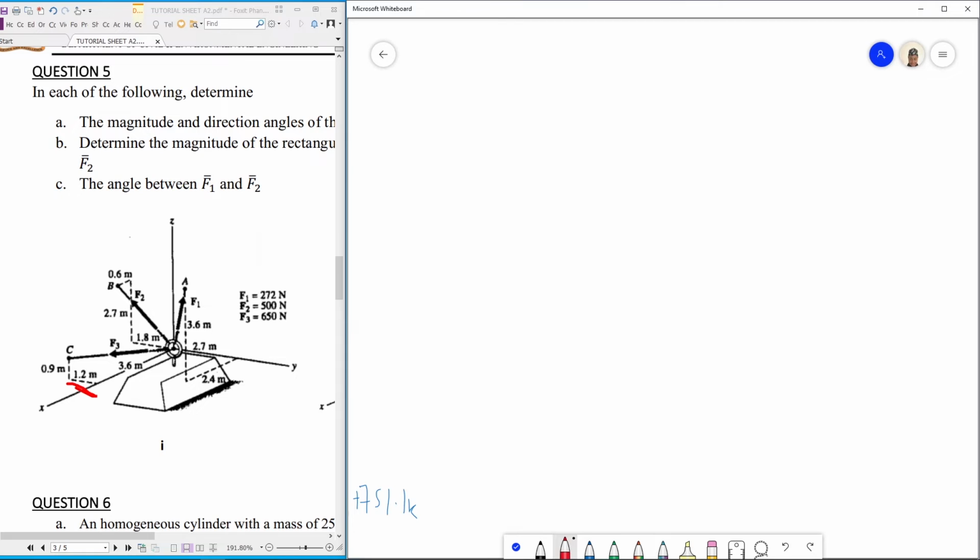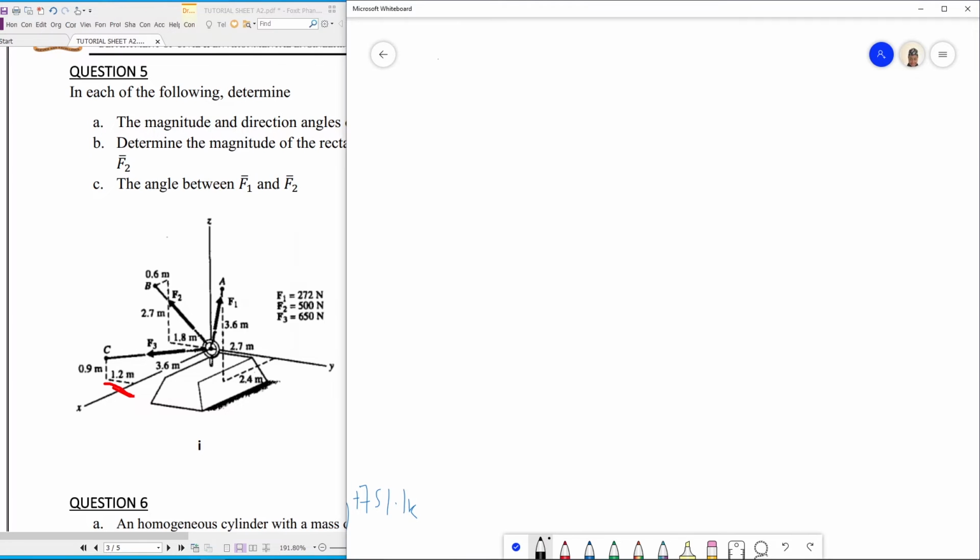If you take time to see here, you'll be able to know. Determine the magnitude of the rectangular component of F1 along the line of action of F2. So we just need the direction of F2, which is a unit vector in that direction, and then F1. So let's just do that. We already have F1.